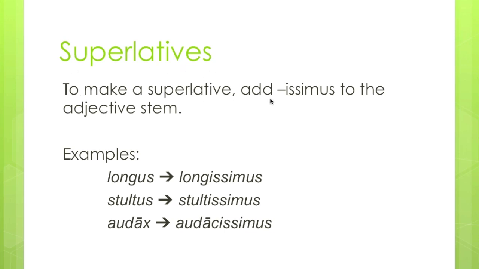Okay? So let's move on to superlatives, which are really easy. To make a superlative, add -issimus to the adjective stem. So for instance, longus goes to longissimus. Stultus goes to stultissimus. And audax goes to audacissimus. Again, remember, the stem of audax is audac. So we add the -issimus to the audac.